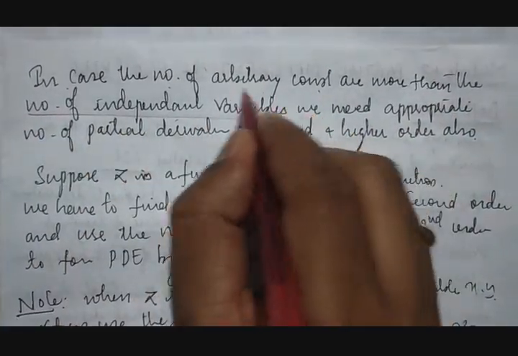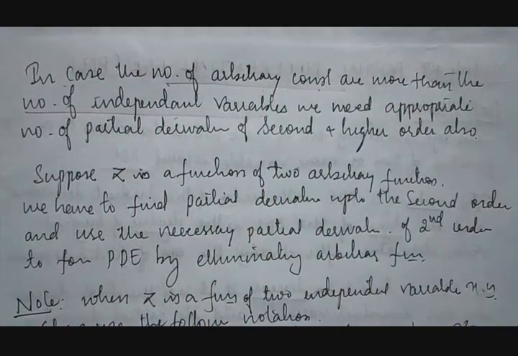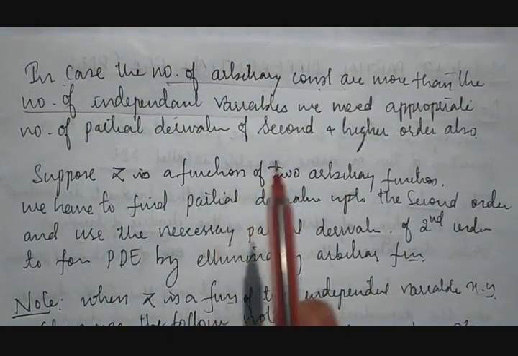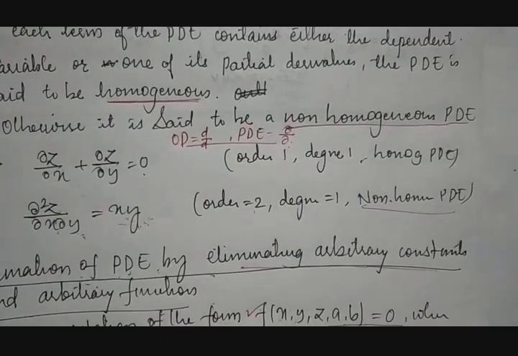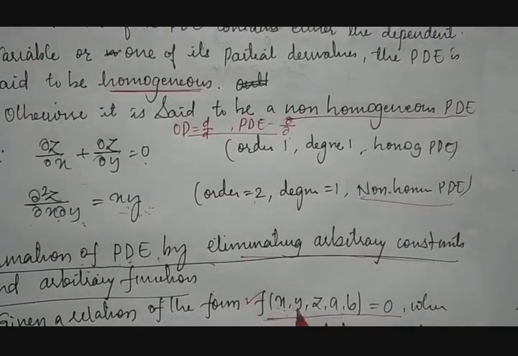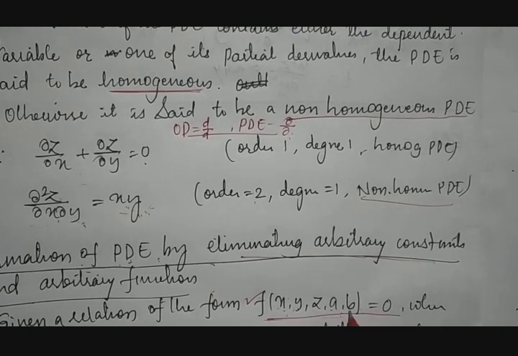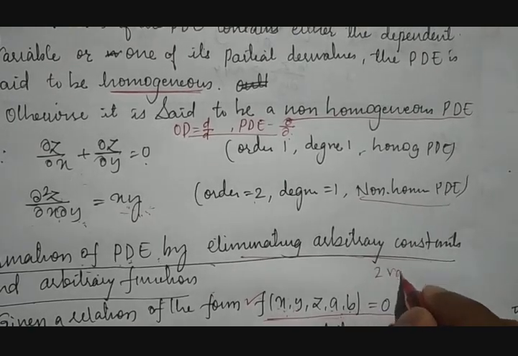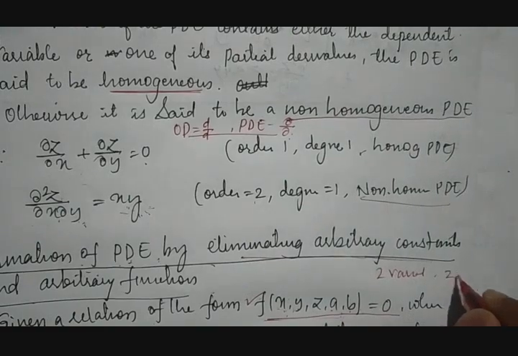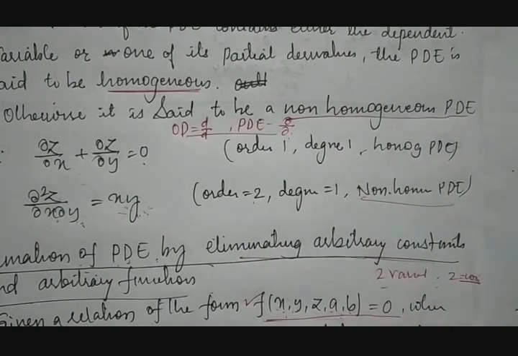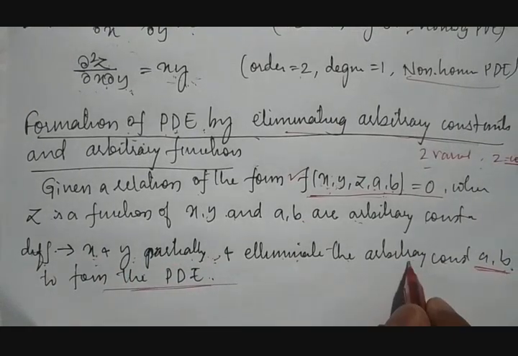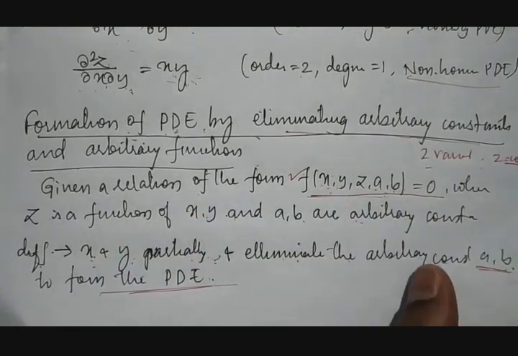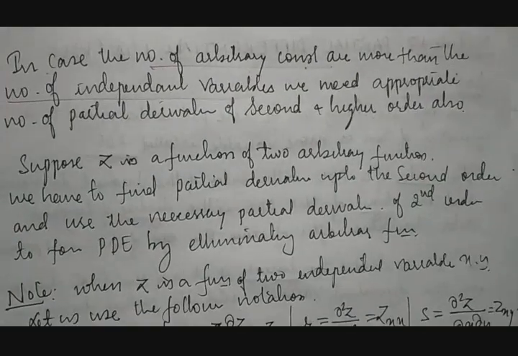But what happens sometimes is the number of arbitrary constants is more than the number of independent variables. You can see here, the number of arbitrary constants is equal to the number of variables available. For example, here X and Y are the two variables available, and A and B are two constants available. Means there are two independent variables and two constants, equal. Then if you differentiate that with respect to X and Y partially, the first order derivative is more than enough to get the formation of the partial differential equation.